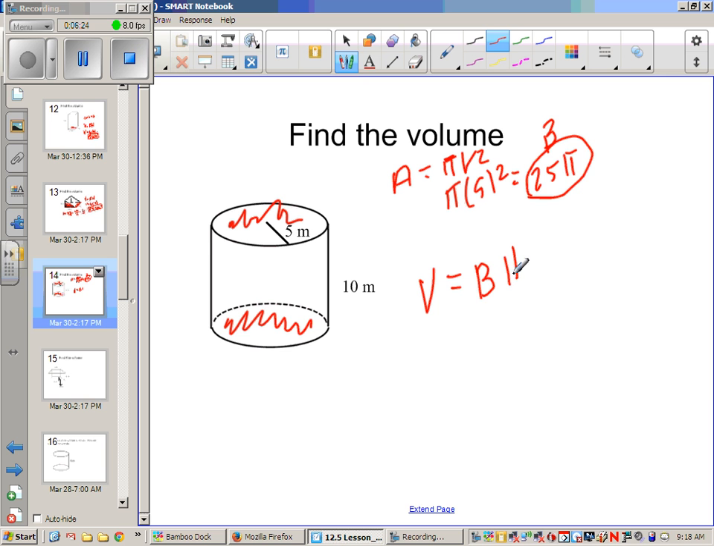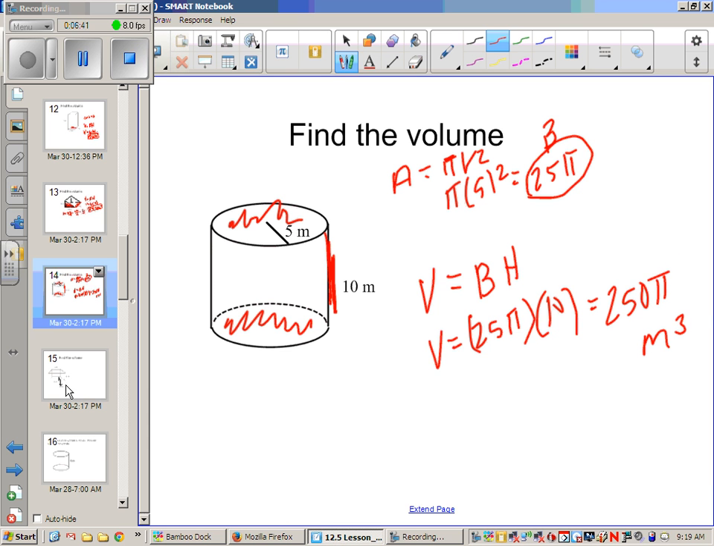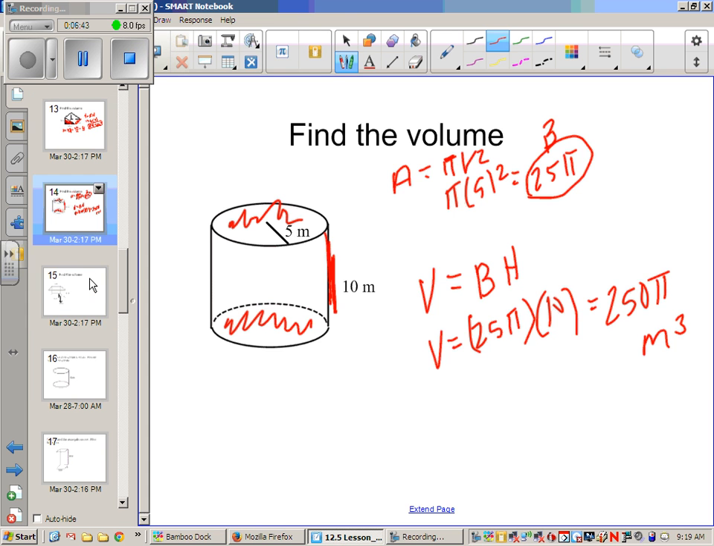So when I find the volume, big B base times height, I'm going to do 25 pi for my base, and I'm going to times it by the height. The height of this cylinder is 10. So I get 250 pi meters cubed. Right? Pause the video and try the next one.